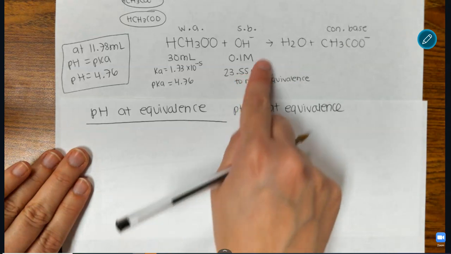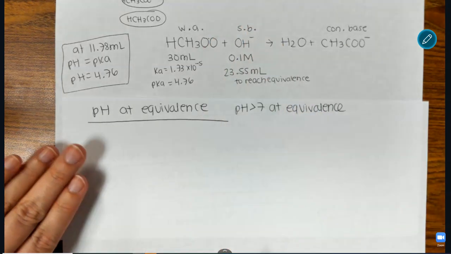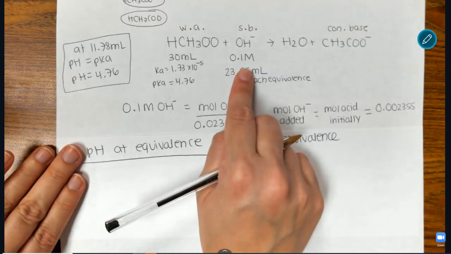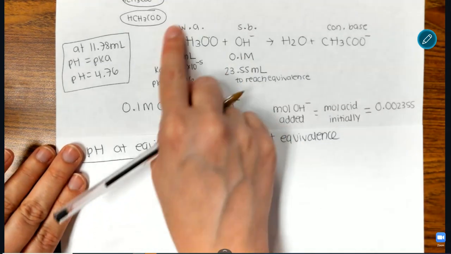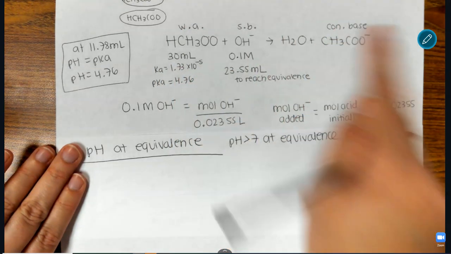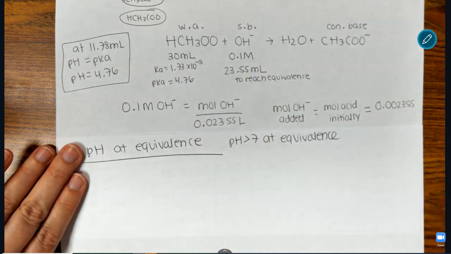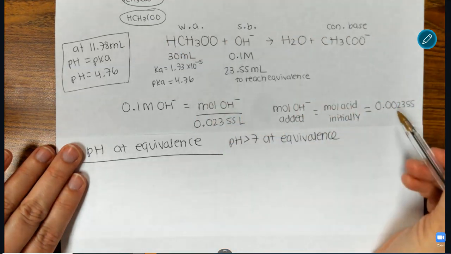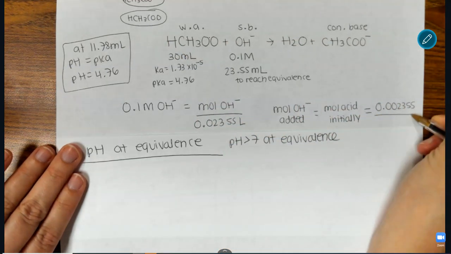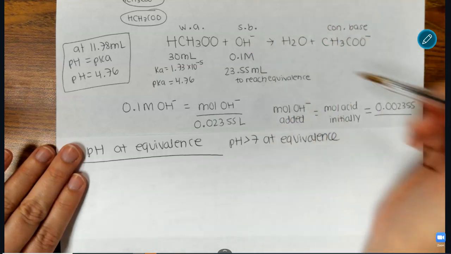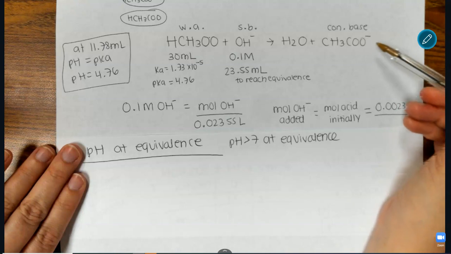And at the equivalence, you've added in the base, and we added in 0.02355 moles of this. It neutralized all of the moles of this, and what you're left with is water and conjugate base. Now this is all a 1-to-1 reaction, and so because I added this many moles of base, which again we took from the molarity and the volume, that means I made that many moles of conjugate base.